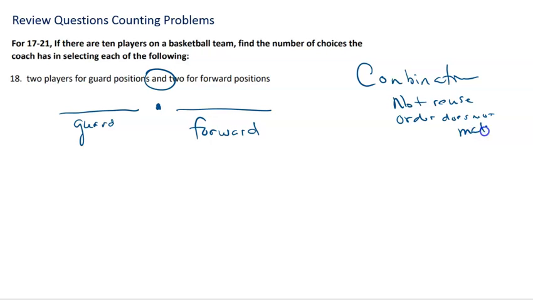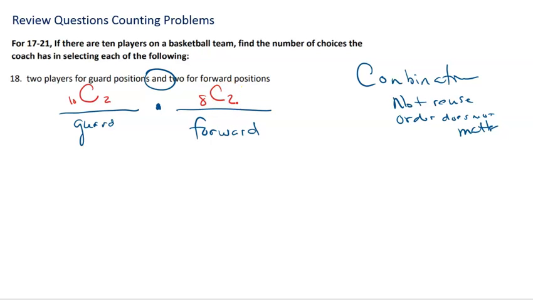All right, so I'm going to have a combination up here, so I need a combination. From the guard position, how many people do we have to pick from? 10, and we're picking 2 of them. For the forward position, we have 10 people to pick from, right? Wrong, right? We've already picked 2 of them to play guard, so now there's only 8 people left to choose from. And how many are we picking for 2 forward positions? So we're going to pick 2.